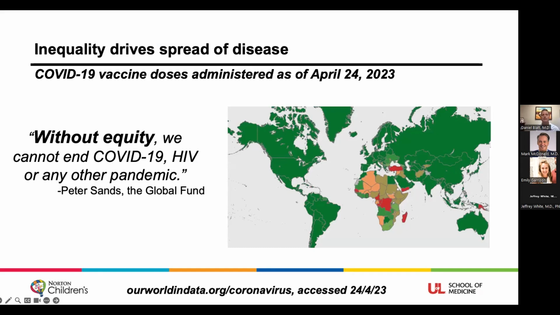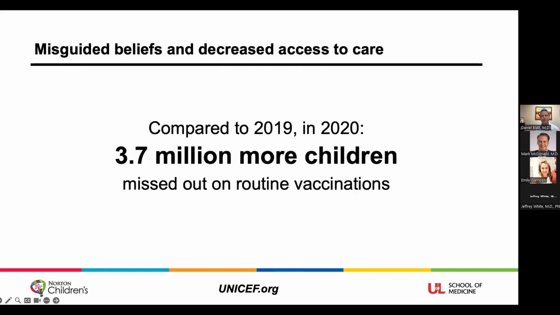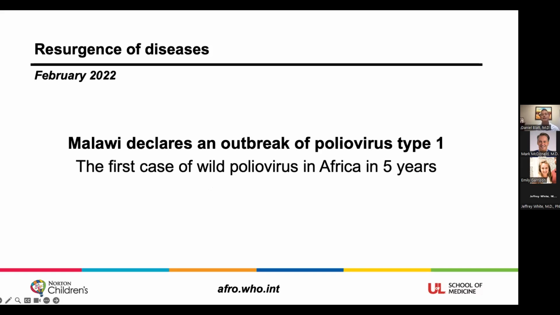The green areas on the map show high rates of COVID vaccines per capita, and the brown and red areas are low rates. And during the pandemic, rising vaccine misinformation meant decreased access to care and devastated economies. And this allowed for a large worldwide increase in the number of children who did not get appropriately vaccinated with routine immunizations.